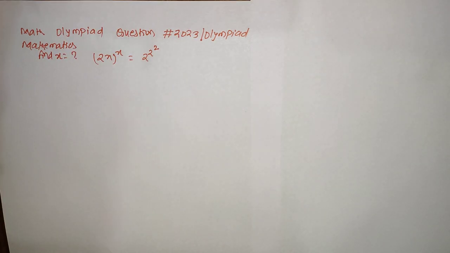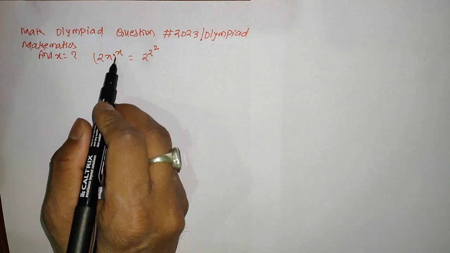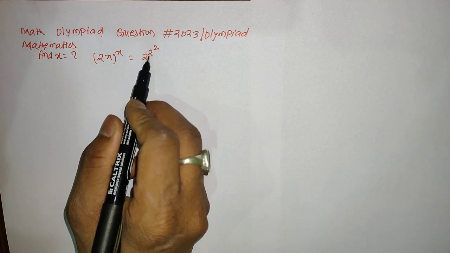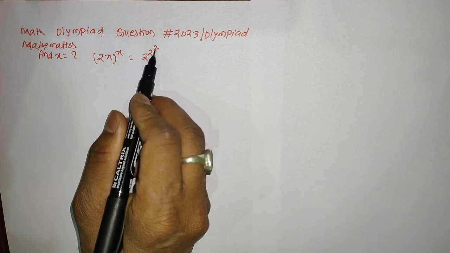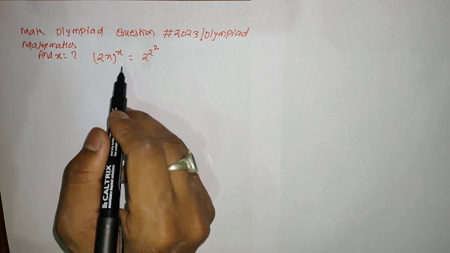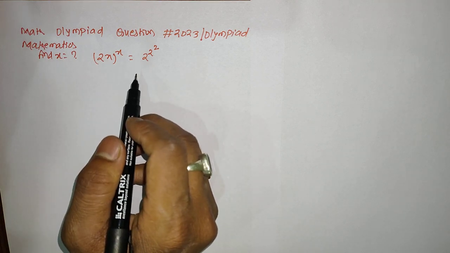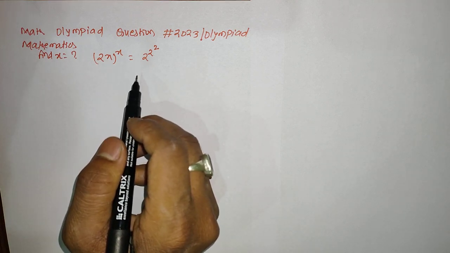This is DKS here. Today in this video we have a Math Olympiad problem where it is given that 2x to the power x equals 2 to the power 2 to the power 2, and we have to find the value of x from this given expression. So let's get into the question and find the solution.